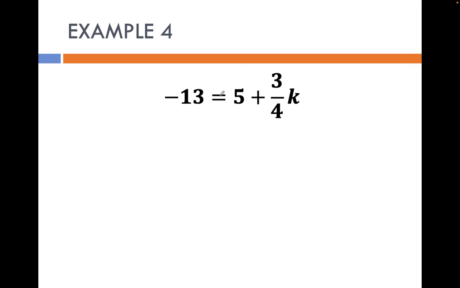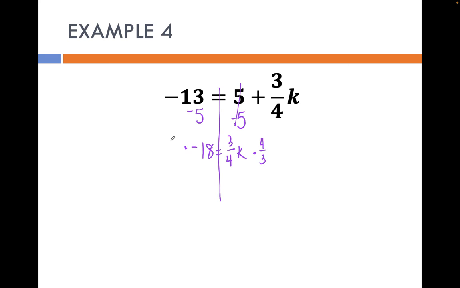Okay, and one final example in your notes here. We're going to start by subtracting 5 from both sides so that 5 minus 5 is 0, and negative 13 minus 5 is a negative 18, equals 3/4 times k. And then if you recall, when we have a fraction as our coefficient in front of the variable, this is when we use the reciprocal.